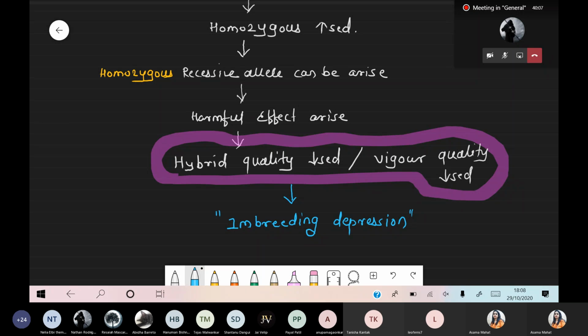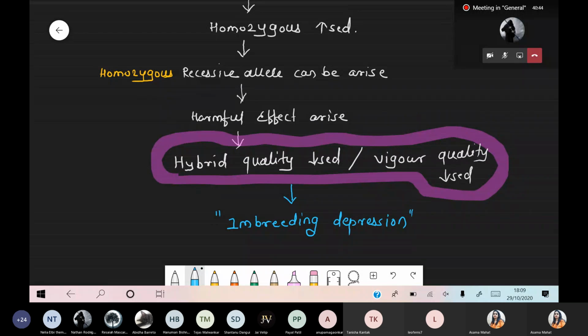That's why when you are doing continuous selfing, whatever superior qualities are present, those superior qualities decrease. Hybrid loss, hybrid vigor quality decrease, right? So that concept is called inbreeding depression. Got it? Is this point clear, everyone? Okay, so this part is over. We discussed two concepts: number one, hybrid vigor, and number two, inbreeding depression.